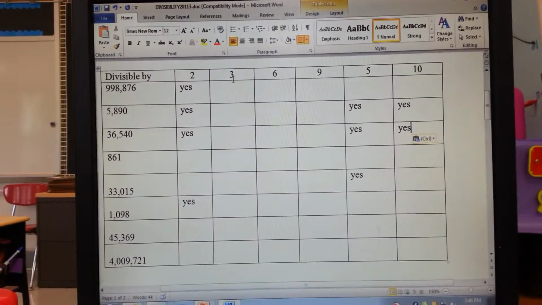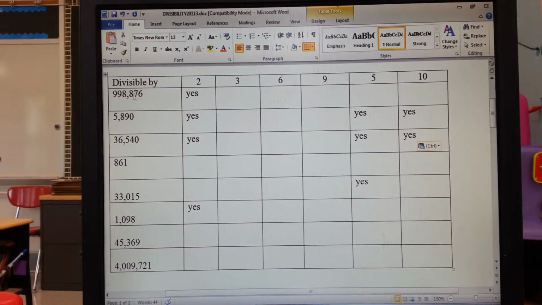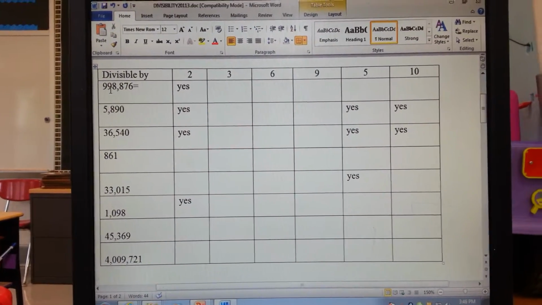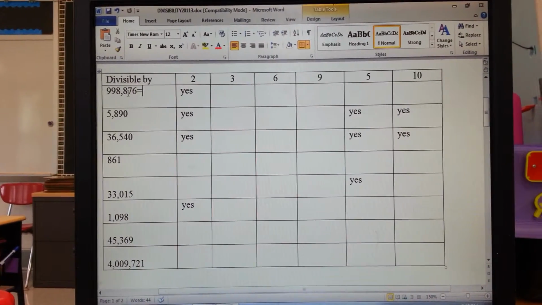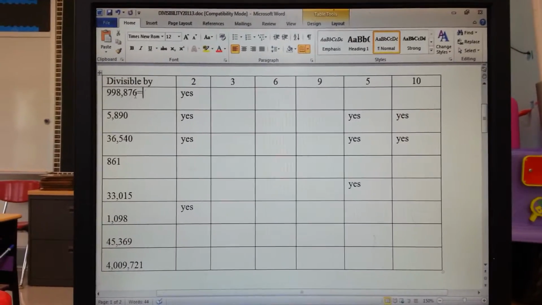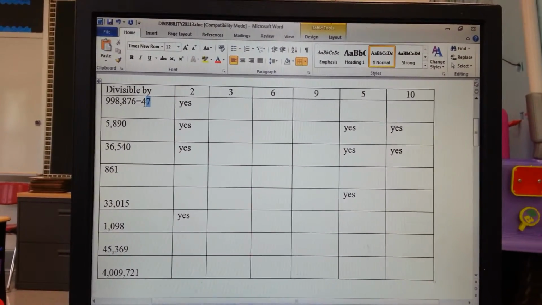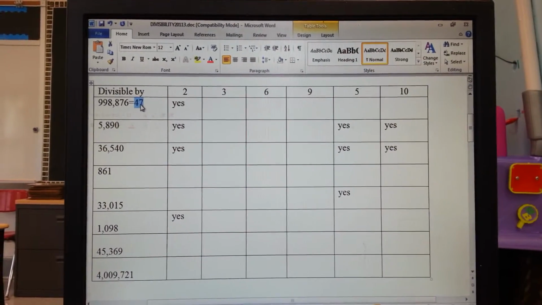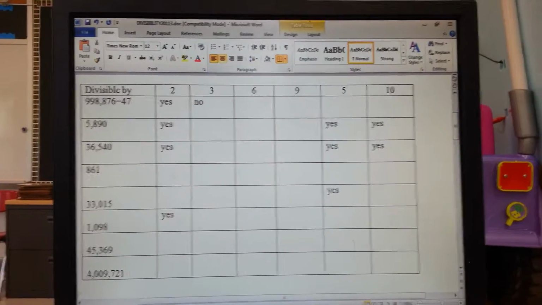Now here's where the tricky part is. The rule for finding if a number is divisible by 3 is taking all the digits and adding them together. So if we added those digits together, 9 plus 9 is 18, plus 8 is 26, plus 8 is 34, plus 7 is 41, plus 6 is 47. 3 does not go into 47. 3 goes into 48, 3 times 16. 3 goes into 45, 3 times 15. But it doesn't go into that. So it's not divisible by 3.